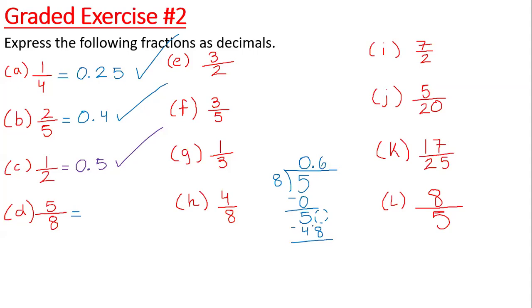50 minus 48 is what? 2. So you bring down the 0. Put the imaginary 0 here. How many times does 8 go into 20? Twice. It's going to be 16. And 20 minus 16 is 4. Bring down the 0. How many times does 8 go into 40? 5 times. 8 times 5 is 40. So 40 minus 40 is 0. So it's going to be equal to 0.625.